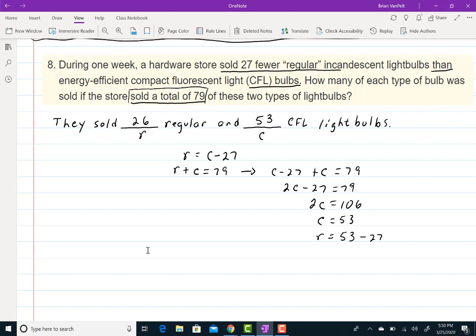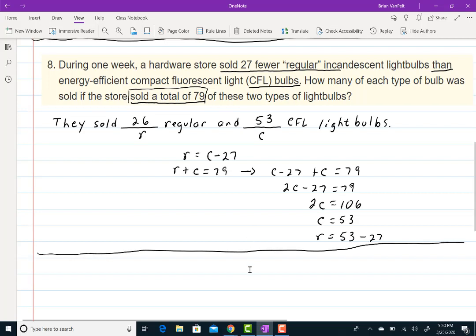So let's just make sure all this works out. First of all, do they add up to 79? 26 and 53, that is 79. And we just did that R was 27 less than the C. So we've covered all our bases and our problem is finished.